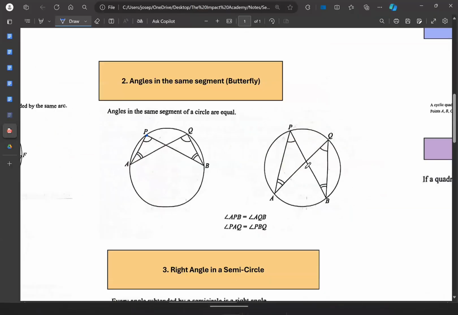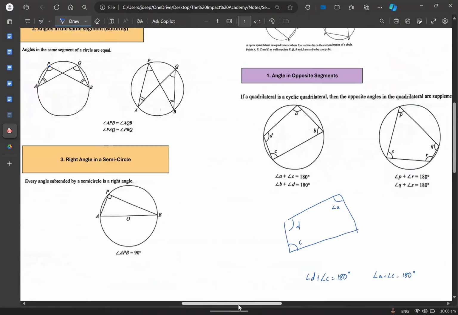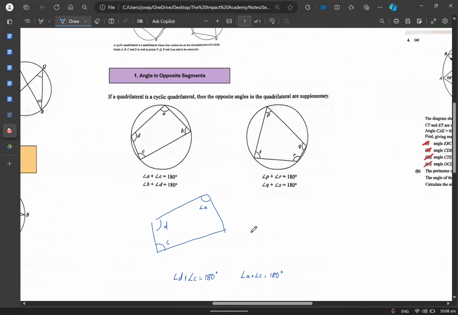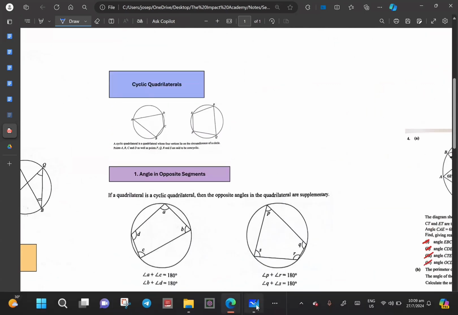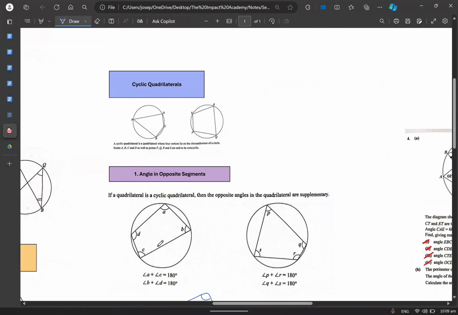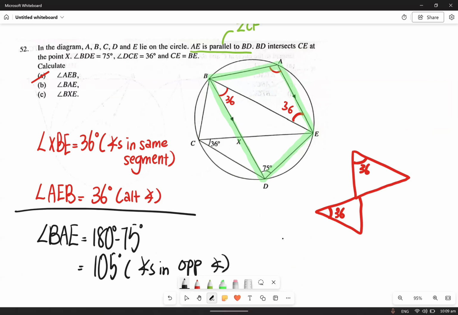If I go back to my notes, this is the purple one. There's one concept in cyclic quadrilateral: opposite angles must add up to 180. Do you all agree or disagree? So this has to be 105. Make sense? That means I'm done with BAE. Once I'm done with that, I want to move on to the next one. I hope everything is clear for you.